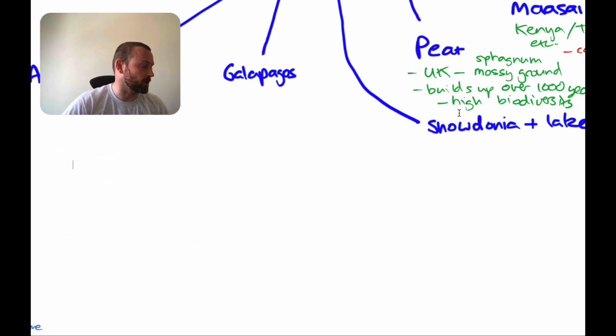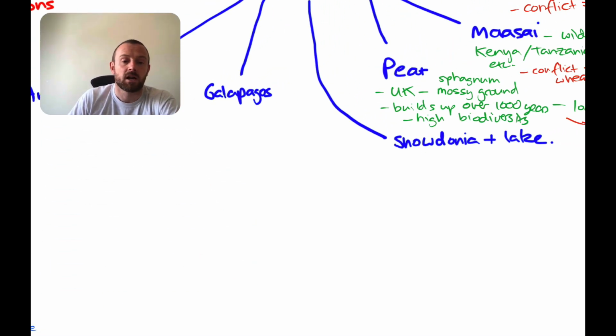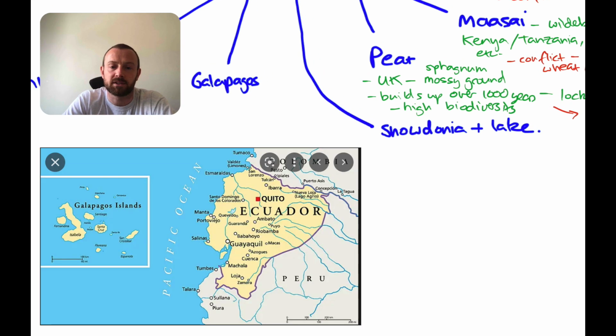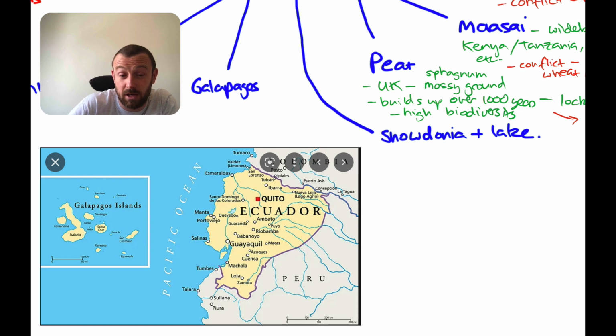Okay, so the Galapagos Islands. Here's a little map of where they are. They are a wonderful, wonderful place to visit if you ever get the opportunity. I really, really highly recommend it. And the reason they're such a wonderful place is because they have a high amount of endemic species.